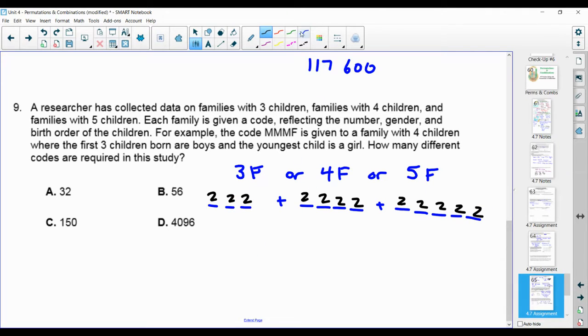And so if we add that up, 2 times 2 times 2 is 8. 2 to the 4th is 16. 2 to the 5th is 32. And if we add all of that up, there are 56 different codes.